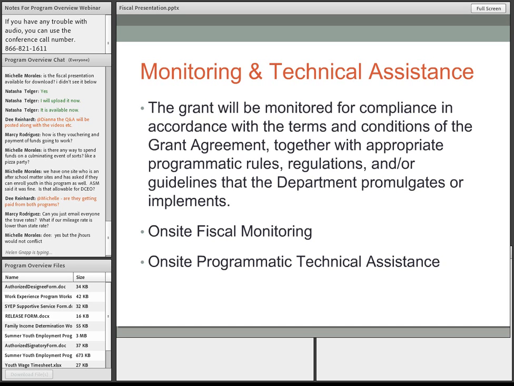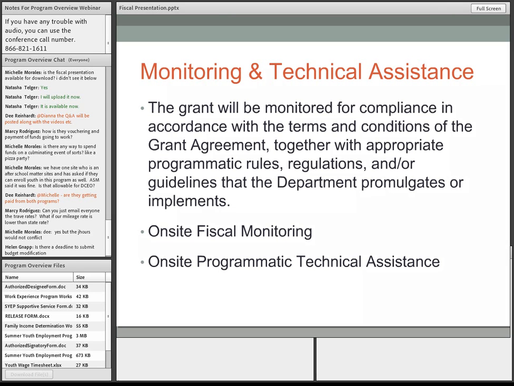Your grant will be monitored, and we will be providing some technical assistance if you need it. I know there's a couple of question and answer sessions that are already scheduled. We'll monitor for compliance with the terms and conditions of the grant agreement, with any programmatic rules, regulations, or any other guidelines that we, the department, implement. And there will be an on-site fiscal monitoring of the grant, and then there will be any on-site programmatic technical assistance as well. We'll also monitor program activities, like, we'll probably look at the client files to make sure the documentation is there and that you've documented eligibility and all of that.